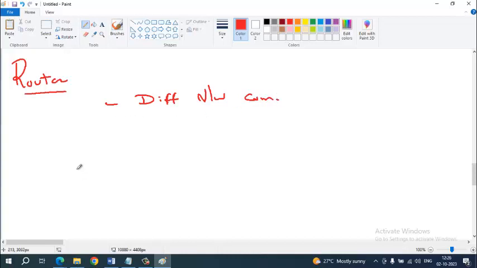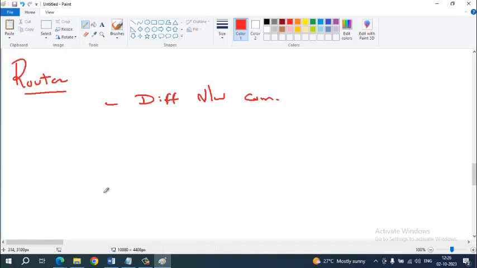What is the limitation of a switch then? A switch cannot connect two different networks, because they don't understand IP addresses. Different network means what? Different IP address, different class of IP address.